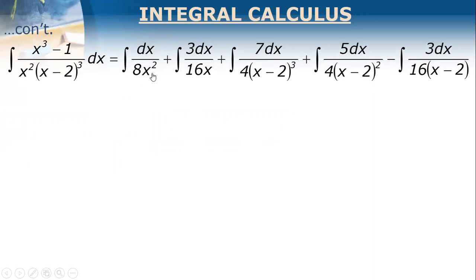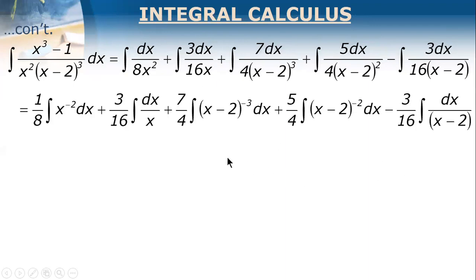So for the first term, it's simply power rule. Transfer x squared sa numerator, it becomes x raised to negative 2. Second term, integral of dx over x, it's ln of x. And the next 3 terms, u lang nila. Power rule lang. U is x minus 2, du is dx. Okay, so this is the result.